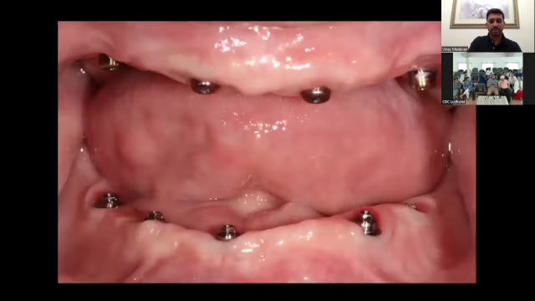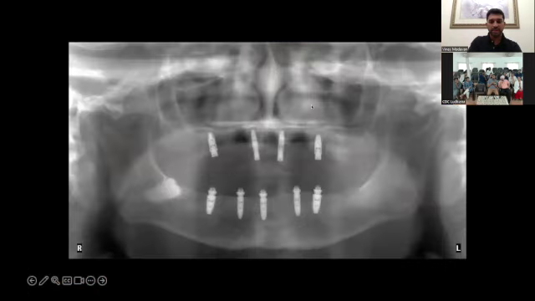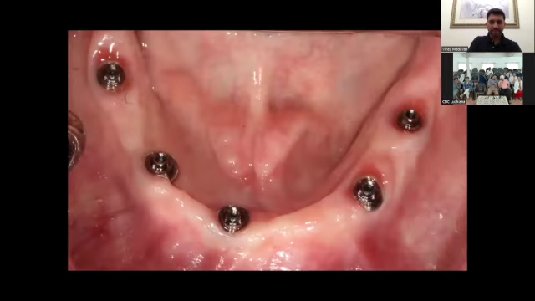All the multi-units are placed in the mandibular arch, maxilla. We already have the healing abutments. And this is the radiograph of the maxillary and mandibular implants. You remove the prosthesis in the mandibular arch, ensure that the tissues are healthy. And sometimes you might have to do a little bit of recontouring of the gingival tissues.